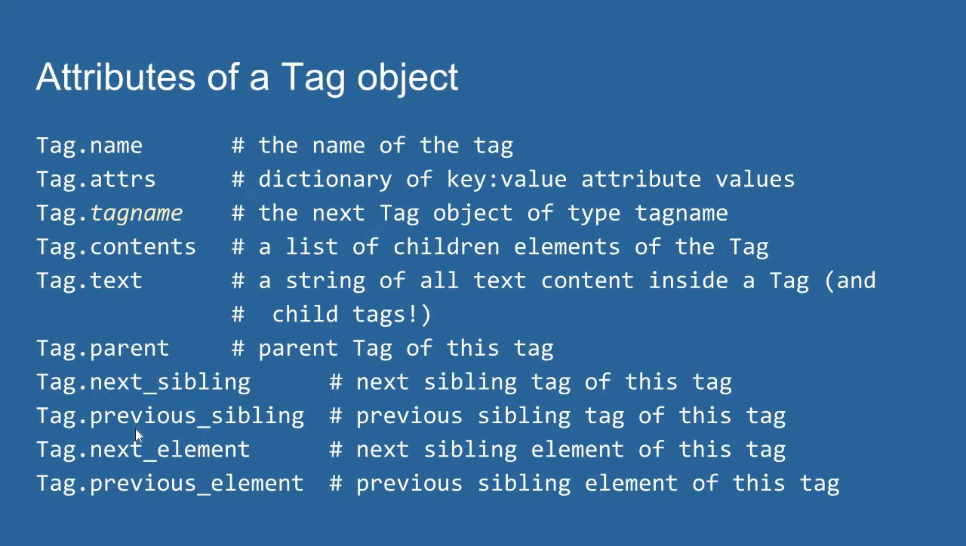The .next_sibling and .previous_sibling allow you to navigate horizontally, or kind of through sibling elements. And similarly, the .next_element and .previous_element allow you to walk through a set of tags and their text values.